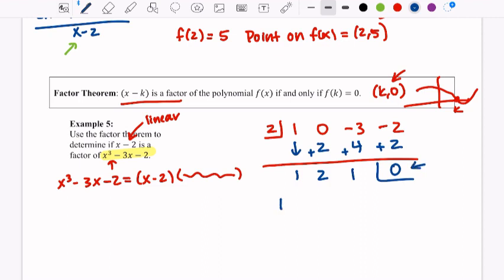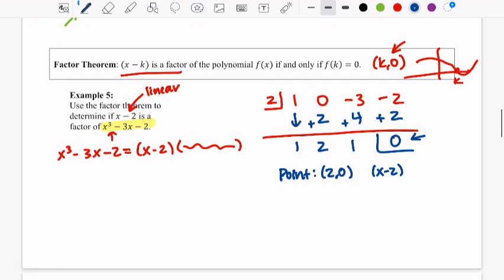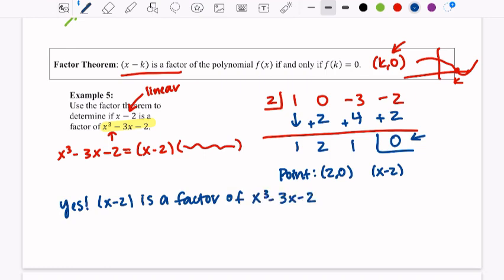So what that means is that I have the point (2, 0) on my graph. And if I have the point (2, 0) on my graph, that does mean that x minus 2 will be a factor. So the answer to this question would be yes, x minus 2 is a factor of x cubed minus 3x minus 2.